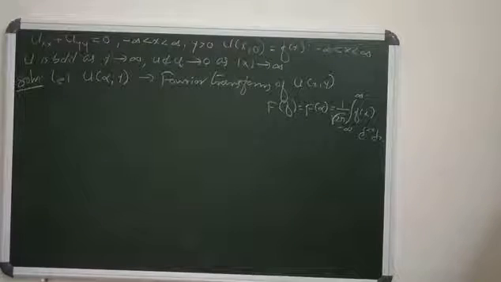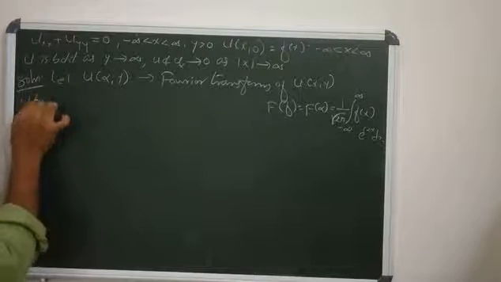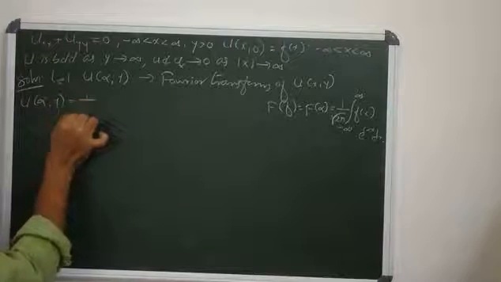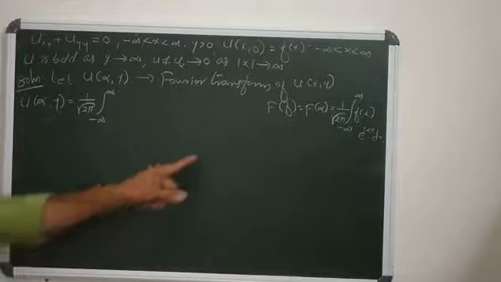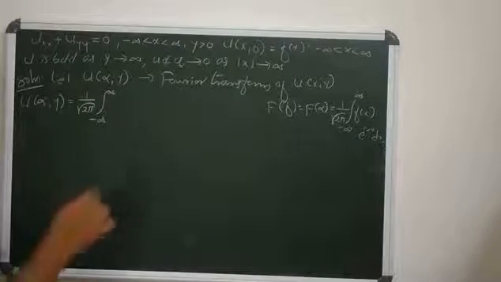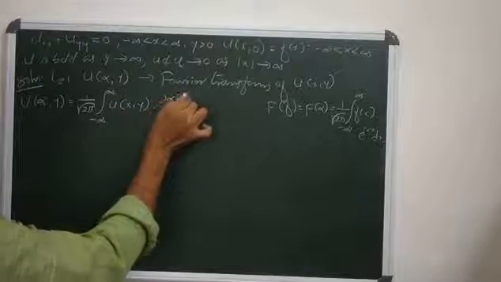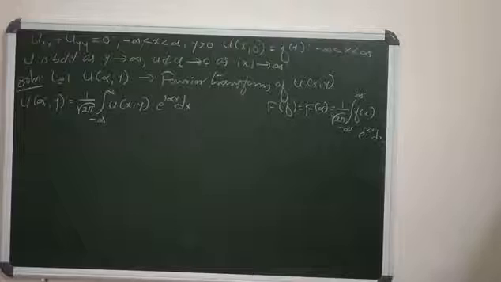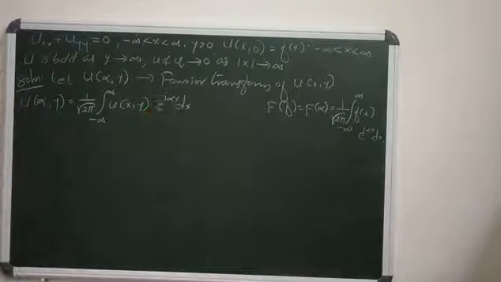So let u(alpha, y) be the Fourier transform of u(x, y) in the variable x. Then by definition, u(alpha, y) equals 1 by root 2 pi times the integral from minus infinity to infinity of u(x, y) e^{i alpha x} dx, instead of f(x) here it is u(x, y).